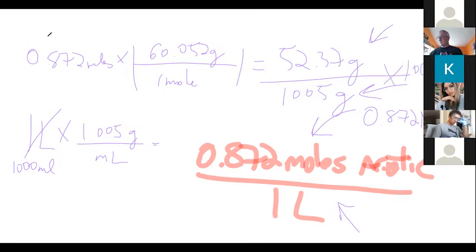I'm going to get pretty close, actually. I'm impressed. So 52.37 divided by 1,005 times 100 is 5.2%. So I said we should get a percentage of around 5%. Well, there you go, 5.2.